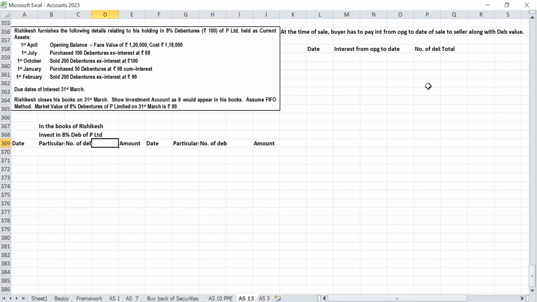Here, one more column will be inserted, which is interest. In this case, we will include one more column, interest column. Okay, sir. Now, first, on 1st April, by balance, to balance brought down.